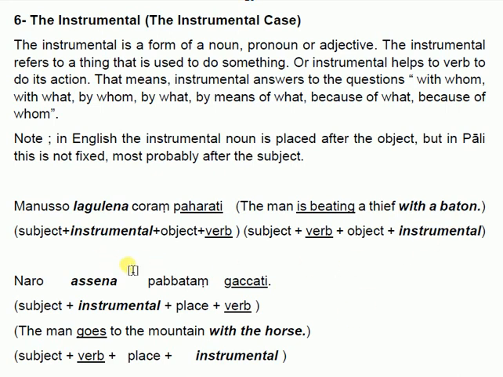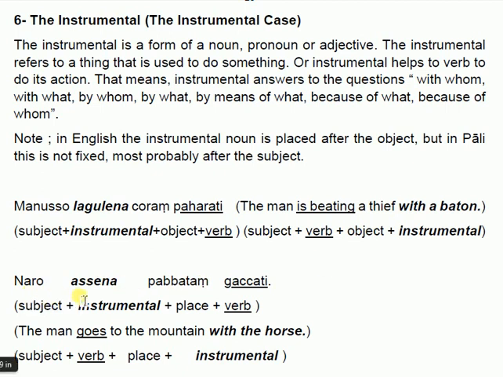And also you can see the word order difference. In Pali, subject, instrumental, object, verb. In English, subject, verb, object, instrumental. If you look, in Pali, the instrumental noun comes before the object. And in English, the instrumental noun comes after the object.